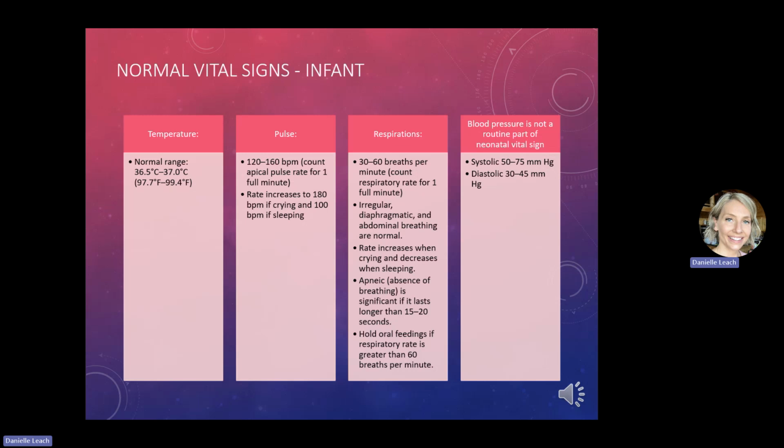So like on a postpartum unit or at the pediatrician office, they're not going to take a blood pressure at all. But if the baby is hospitalized, say in the NICU or the PICU, or maybe even just on a regular floor, you are going to be doing a blood pressure. It is going to appear fairly low, with the systolic being around 50 to 75 and the diastolic being around 30 to 45.